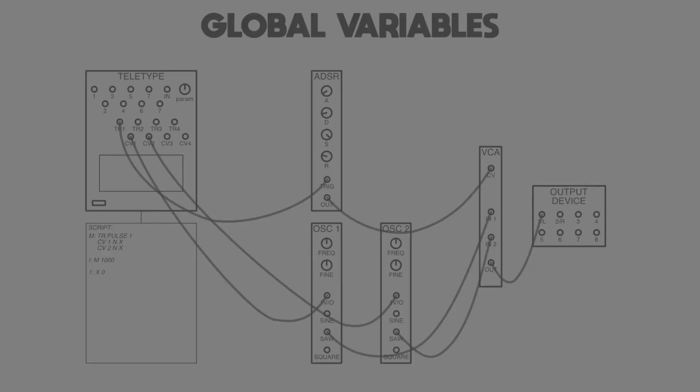So just to explain the patch that I've set up, all we have is our ER301 with two oscillators set up on there playing a two-note chord. An envelope is being triggered so that you can hear them repeatedly. And each of the volts per octave inputs of the oscillators has a CV being sent to it from the Teletype, CV output 1 and 2.